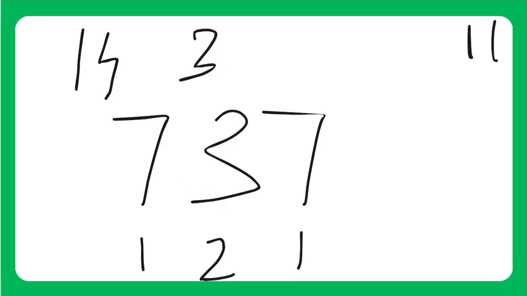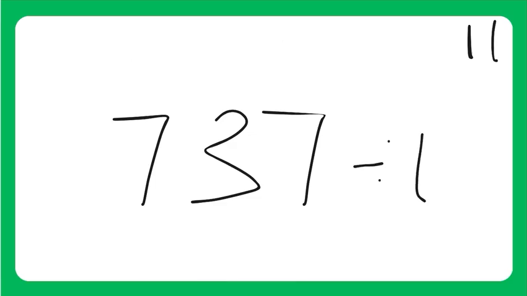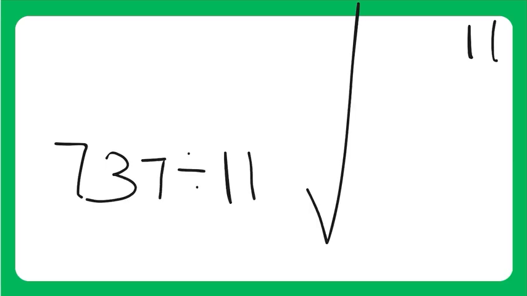Now find the bigger one of these numbers. 14 is obviously bigger than 3. So we will keep 14 on the left, 3 on the right. We will subtract them. And this gives us an answer of 11. So this whole number, 737, it is divisible by 11. So that means 737 divided by 11 is possible.